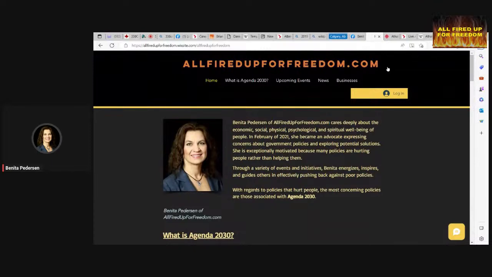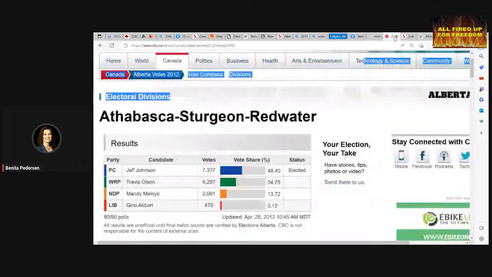Anyway, today's topic is vote splitting. So what I would like to share with you is an example of vote splitting. Let's look at the constituency of Athabasca, Sturgeon, Redwater, and these are the election results from 2012 as reported by CBC. So in 2012, Jeff Johnson, the Progressive Conservative representative at that time, won with over 7,300 votes. Travis Olson, the Wild Rose Party candidate, came in second place with 5,200 votes, and after that was an NDP rep and then a Liberal rep.